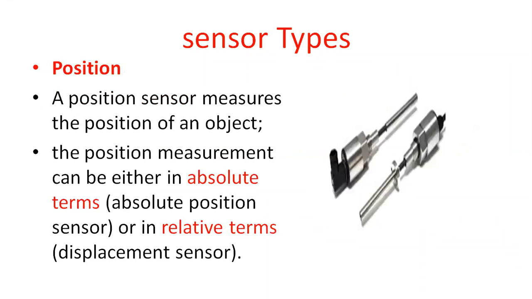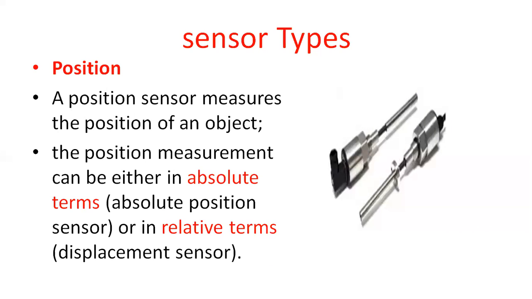And then coming to the position sensor. What is a position sensor? The position sensor measures the position of an object, the position where it is. The position measurement can be either absolute position or relative position. Absolute means absolute value, the exact place. Relative is different. The best example I can give is an absolute number and a relative number.